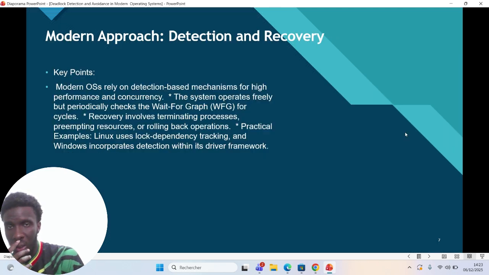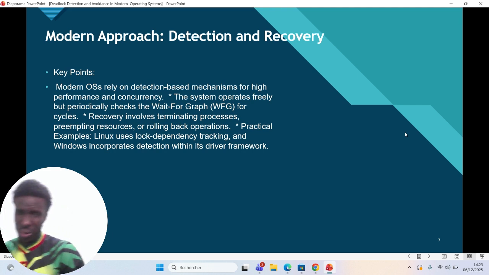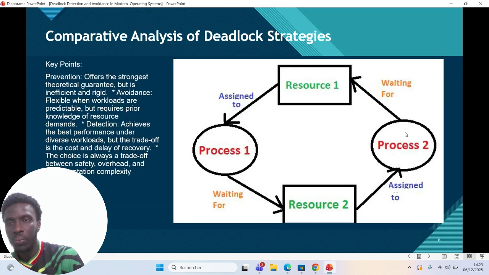Here for the modern approach, detection and recovery. The recovery involves terminating processes, preempting resources, or rolling back operations. For practical examples, Linux uses lock dependency tracking and Windows incorporates deadlock detection within its driver framework.